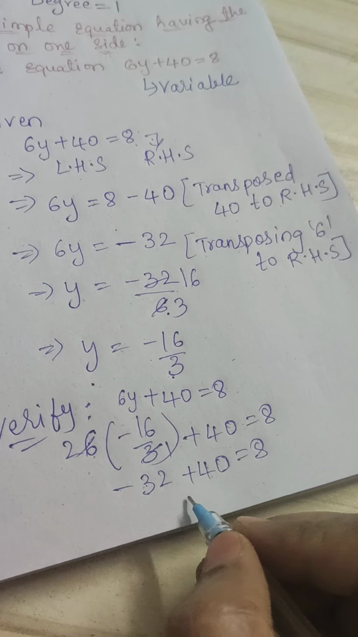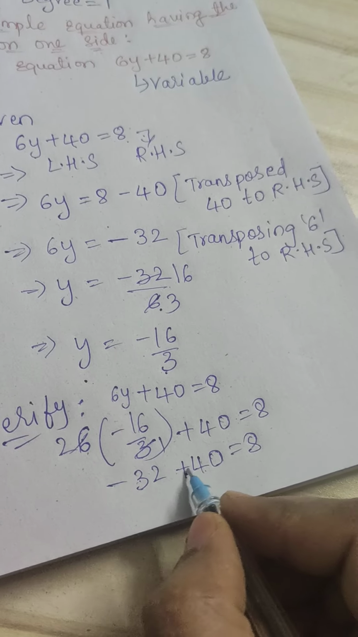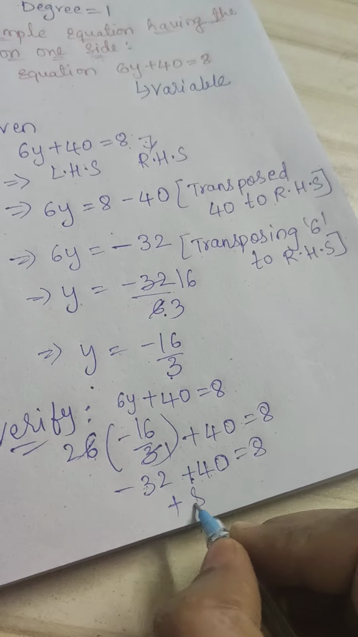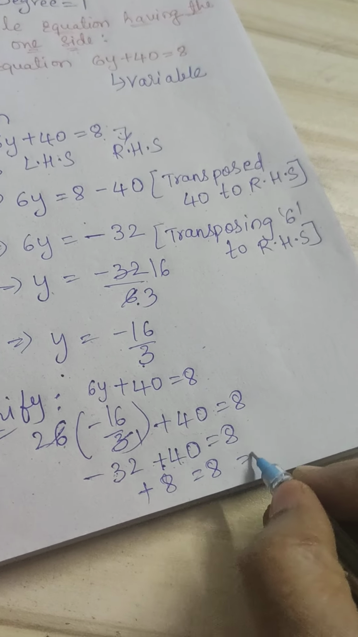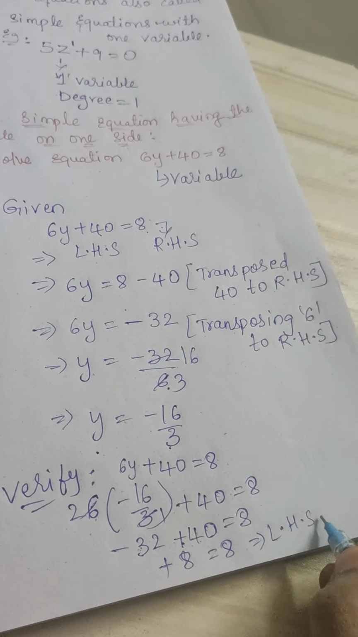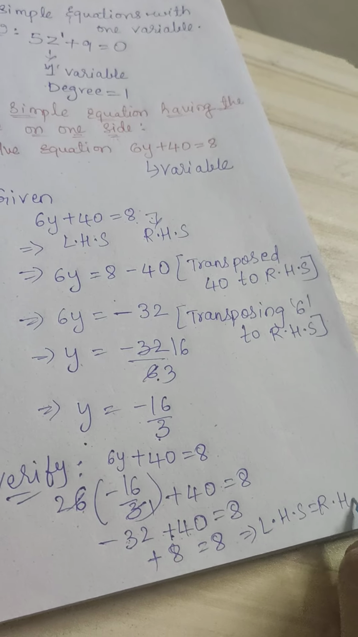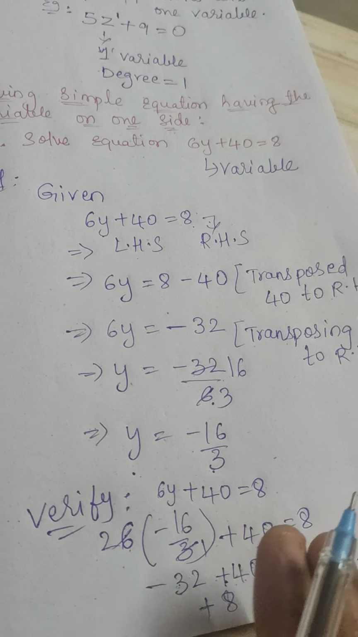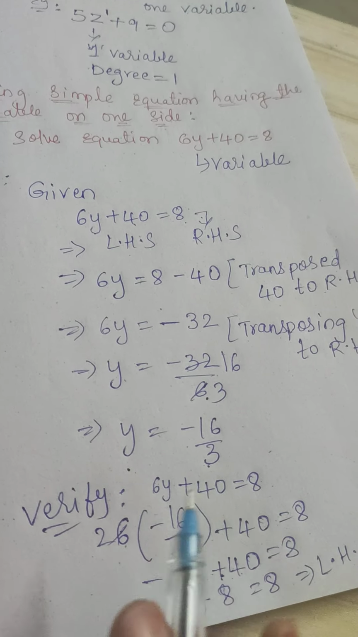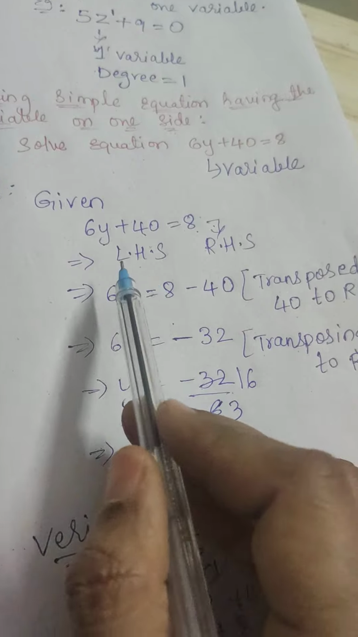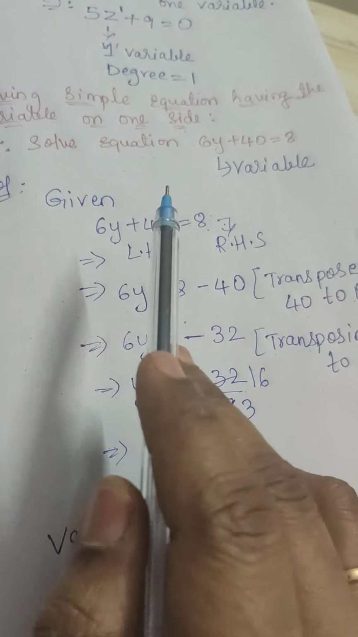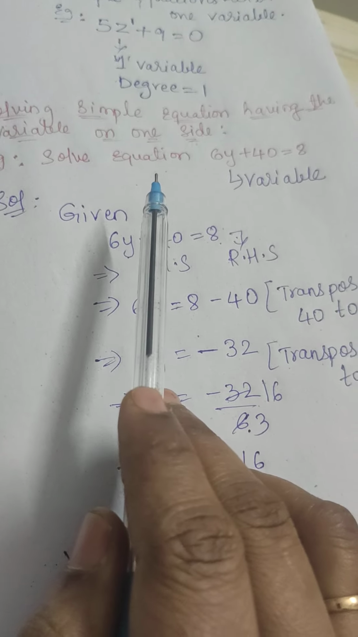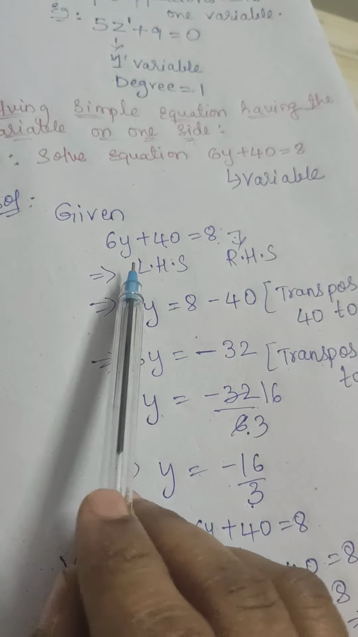40 minus 32: the plus is bigger number, so we get plus. 40 minus 32 is 8. 8 is equal to 8. This implies LHS is equal to RHS. In this way we can do the verification. Verification is not compulsory. I am just doing this verification to know whether our answer is correct or not. This is the way how to solve a simple equation with having variable on one side.